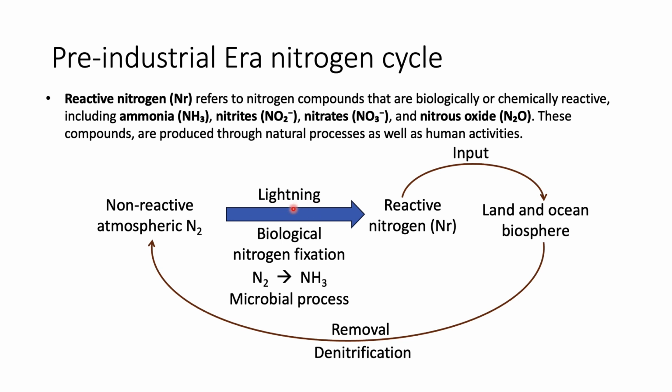When lightning happens, this non-reactive nitrogen is converted into reactive nitrogen. This becomes the input for the land and ocean biosphere. Once the input comes, it is later removed by the denitrification reaction and nitrogen is released as non-reactive nitrogen to the atmosphere. Similarly, non-reactive atmospheric nitrogen is also converted by biological means, which is called nitrogen fixation, where nitrogen is converted to ammonia by microbial processes. So these are all the nitrogen cycles which were happening before the pre-industrial era.